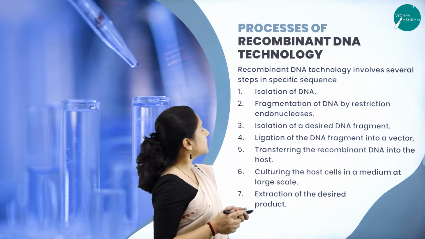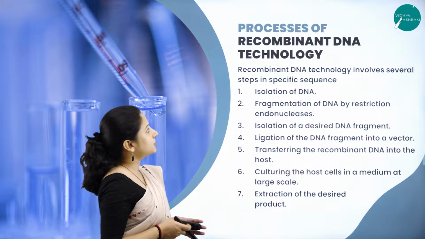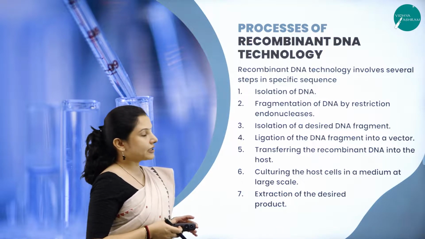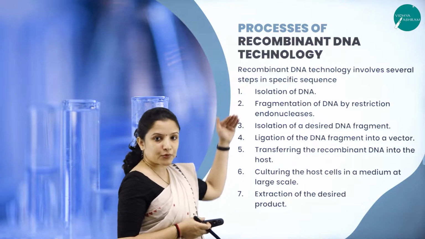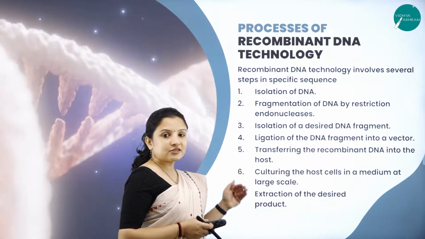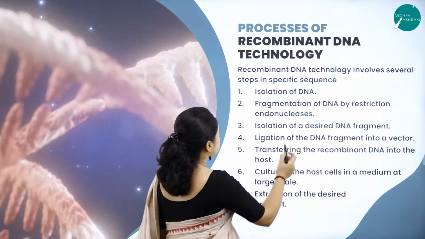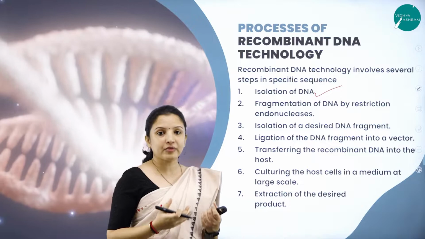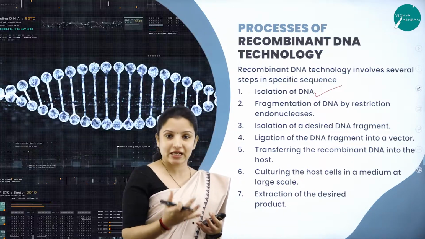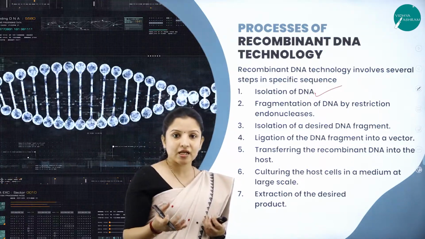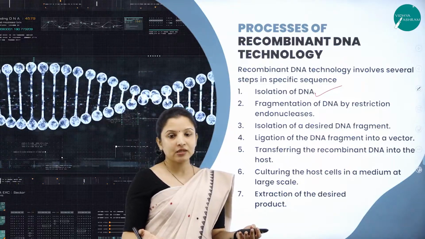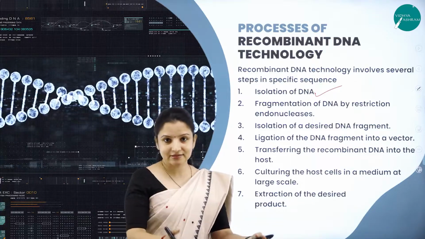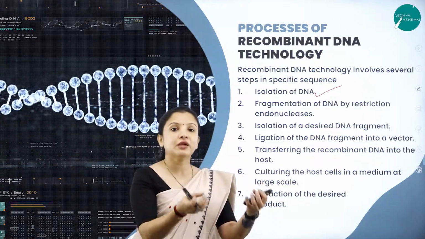So to begin with, let us study the processes of recombinant DNA technology. Recombinant DNA technology involves several processes, wherein the first process is the isolation of DNA. Because if we need to go in for recombinant DNA technology, we need DNA, right? So where is DNA usually present? It is present inside the nucleus. And where is the nucleus? It is in the cell, right? So therefore, first we need a cell.